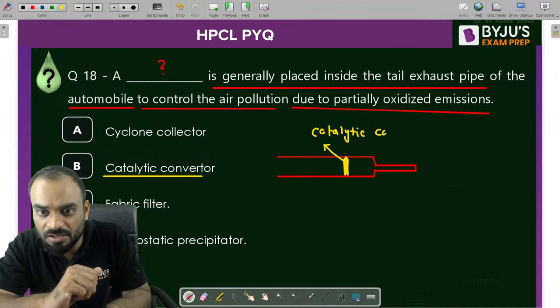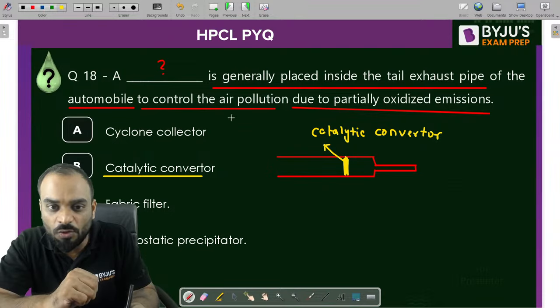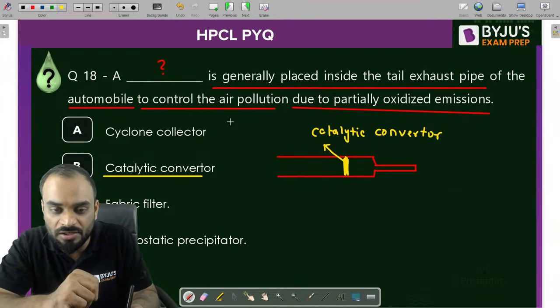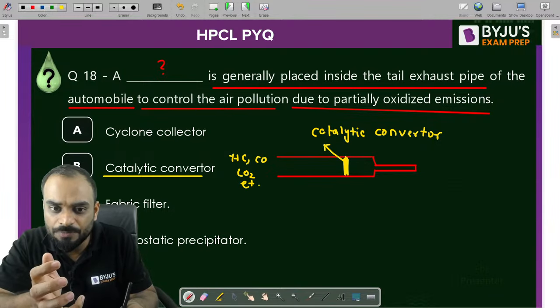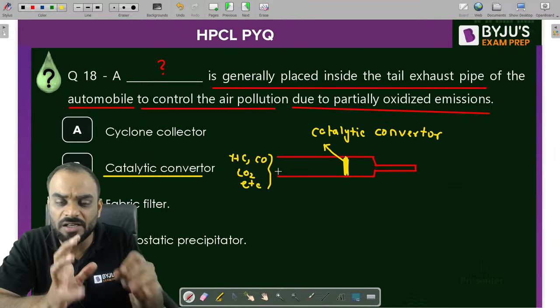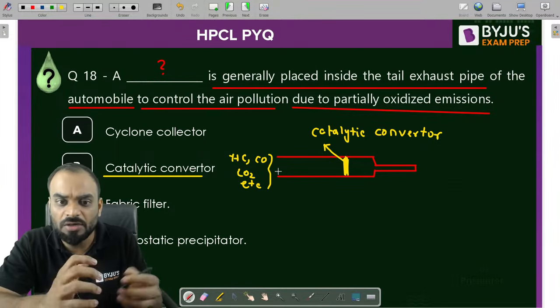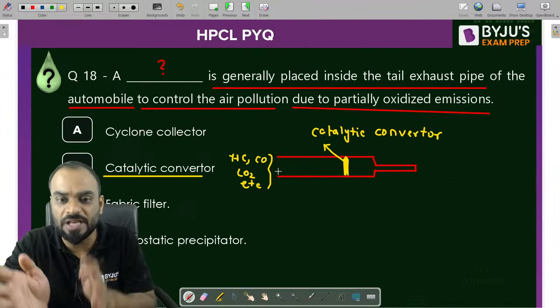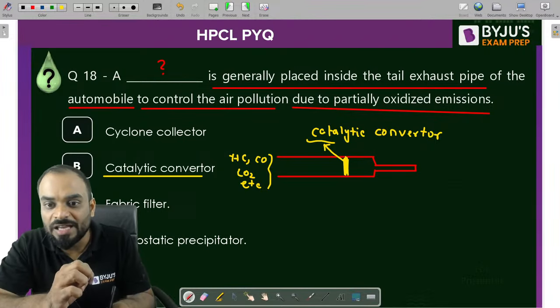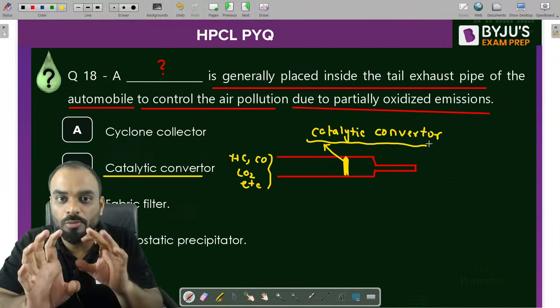This is the catalytic converter. Now why are we using it, let me explain. You know that whatever petrol you are using in your vehicle may generate hydrocarbon, carbon monoxide, carbon dioxide, etc. Now these gases are a little bit harmful to the environment, but what we are trying to do is reduce them to less harmful gases. That's why we are using a catalytic converter in the automobile exhaust.